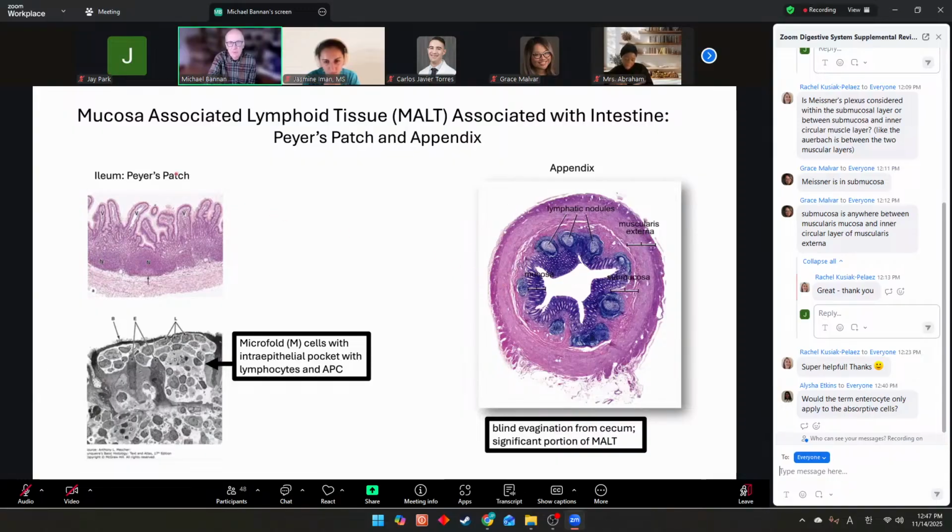MALT, mucosa-associated lymphoid tissue. When we're talking about the different segments of the small intestine, we mentioned that the ileum, the most distal segment, is characterized by its very prominent lymphoid tissue. So this tissue is a mucosal-associated lymphoid tissue, or MALT, in the Peyer's patch.